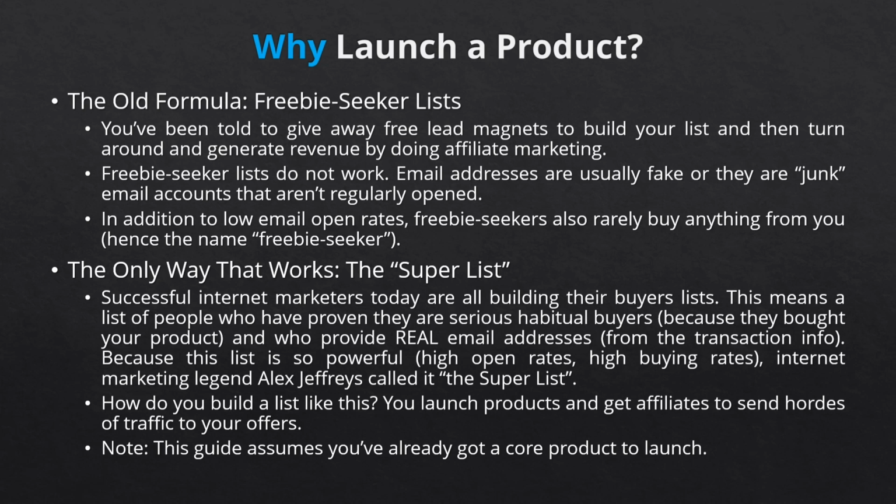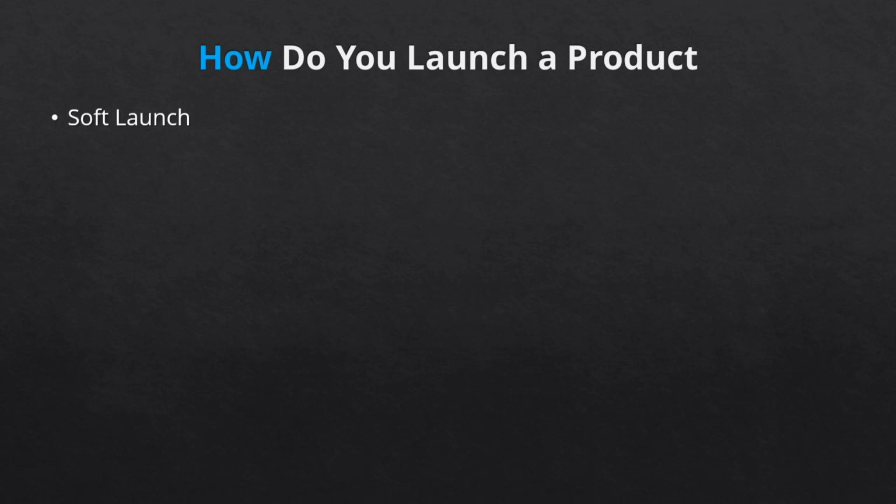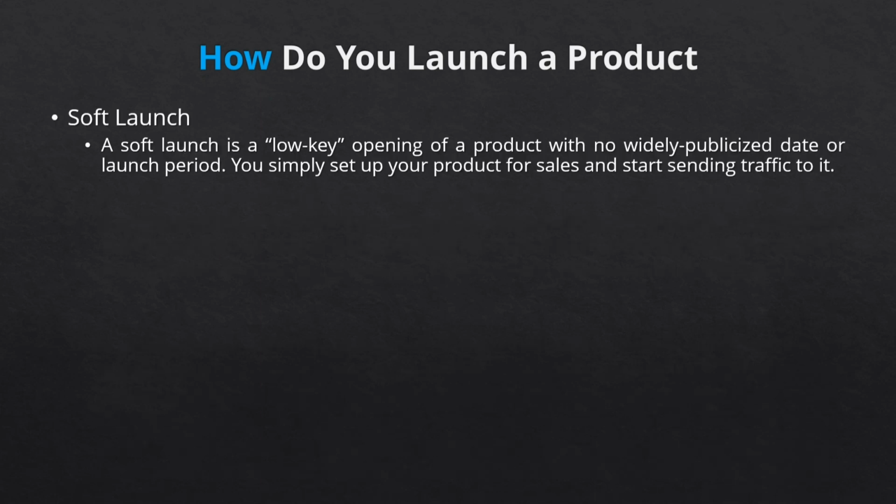So, how do you launch a product? There are a few ways to launch a digital product. One way is to do a soft launch. A soft launch is a low-key opening of the doors, so to speak. You set up a product, you have it ready to accept sales, and instead of having a major announced launch period with special promotions, you simply start sending traffic to it.